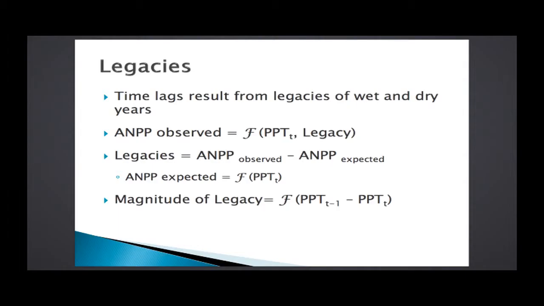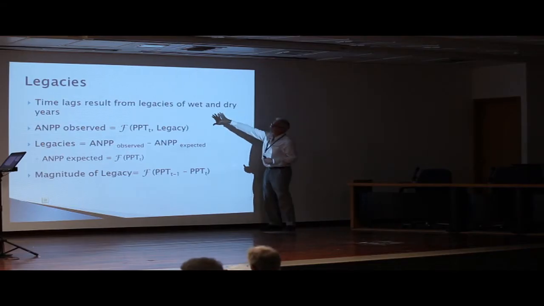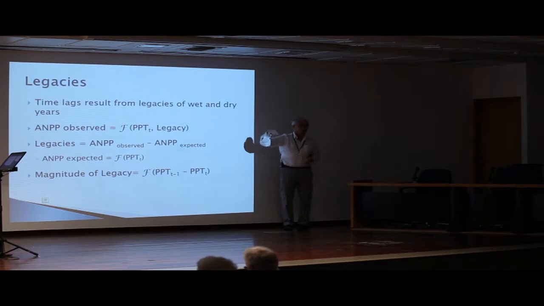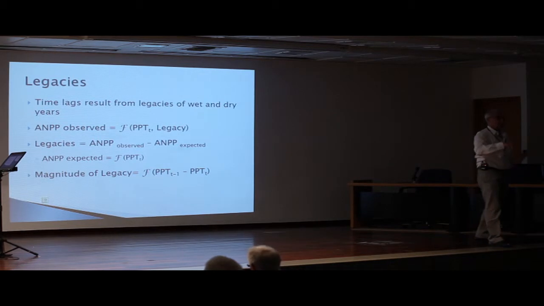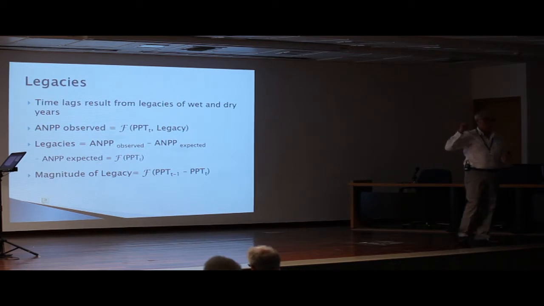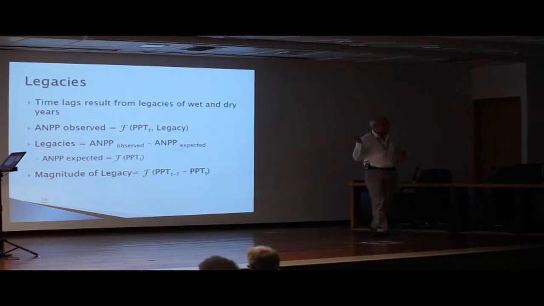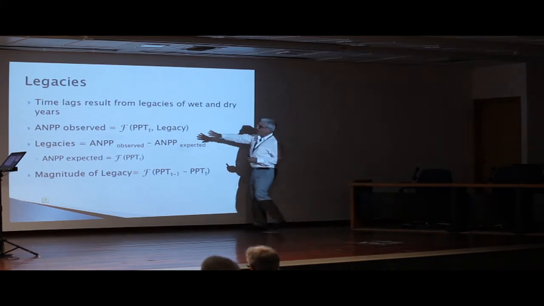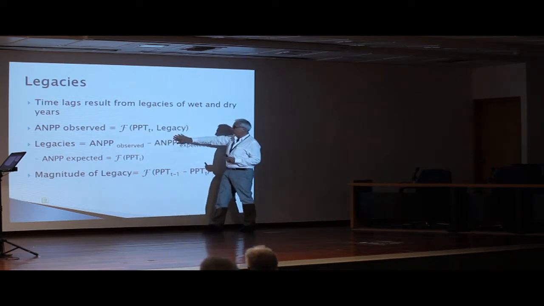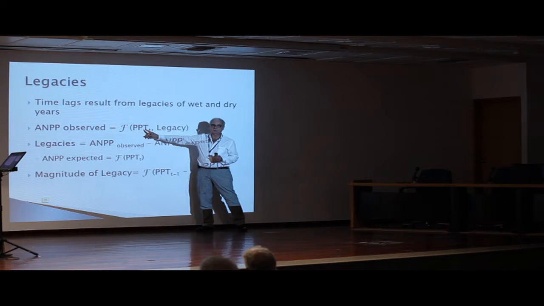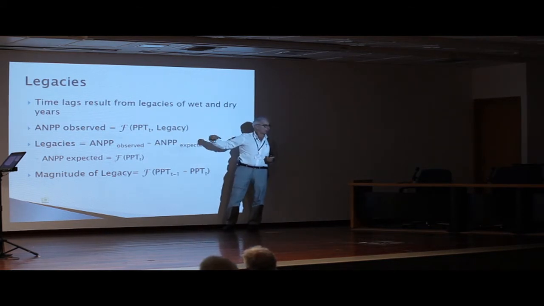And so now let me have two slides about what I mean by legacies and lags in the response. Time lags result from legacies of wet and dry years. So what happens in 2015 has a lot to do with the climatic conditions in 2015, plus the previous history of what happened in 2014, what happened in 2013, and that varies if the previous years were wet years or dry years. So we have a productivity that we observe in 2015, and we say that it's a function of two things: the precipitation in our year 2015 and the legacy, what happened before.